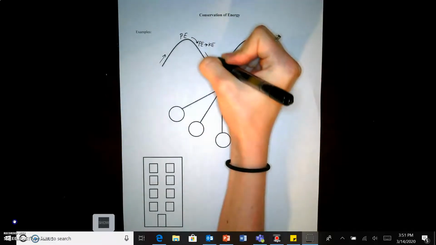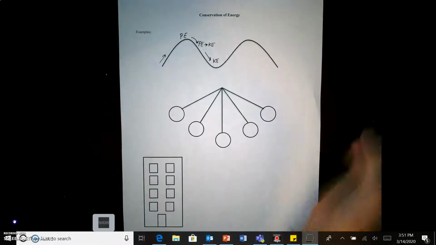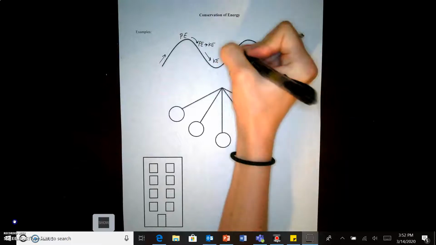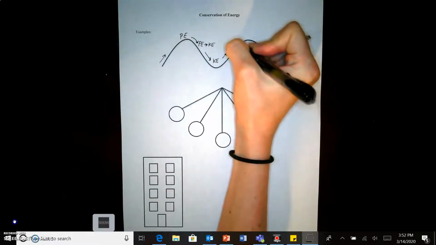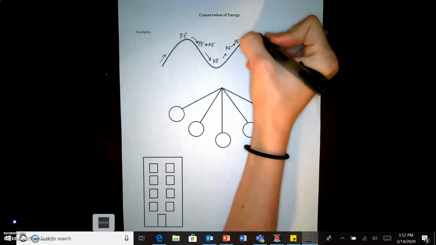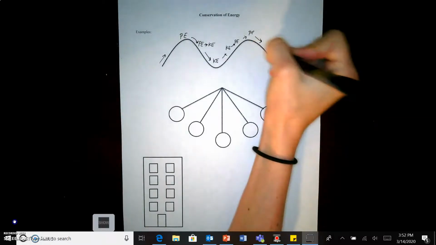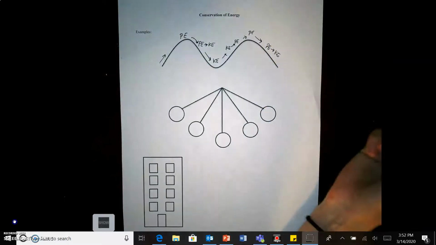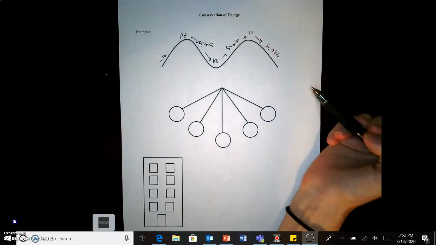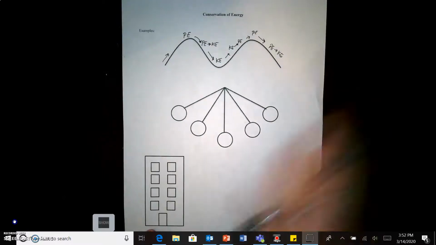And then as we're at the bottom of that hill, kinetic energy is all that we have. As we move back to the top, we have that kinetic energy now turning into potential energy. And then once we're back at this top, we have potential energy again. And then we're going to be going back down, turning that potential energy into kinetic energy. So like we said, the law of conservation of energy states that energy is not going to be lost. It's going to be transformed from one type of energy to another.